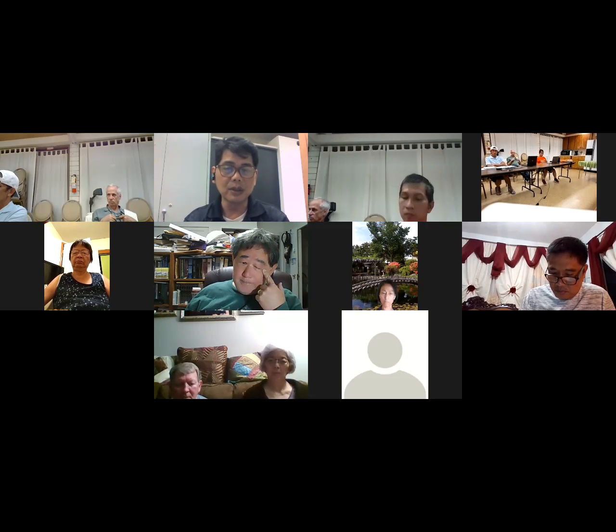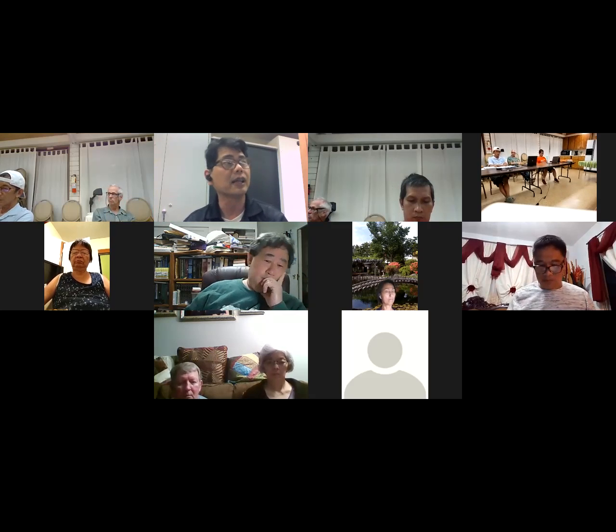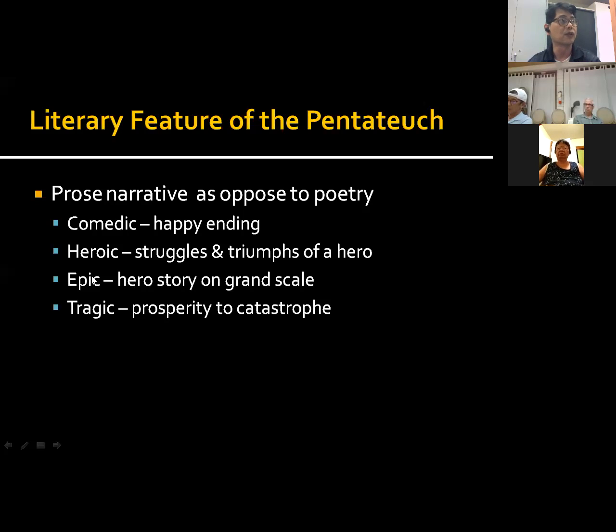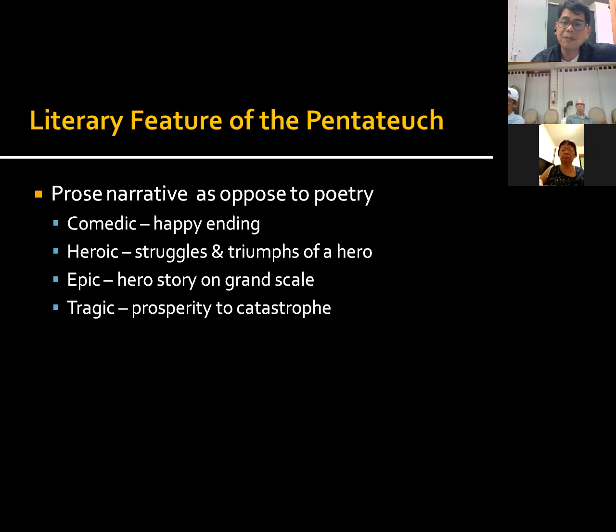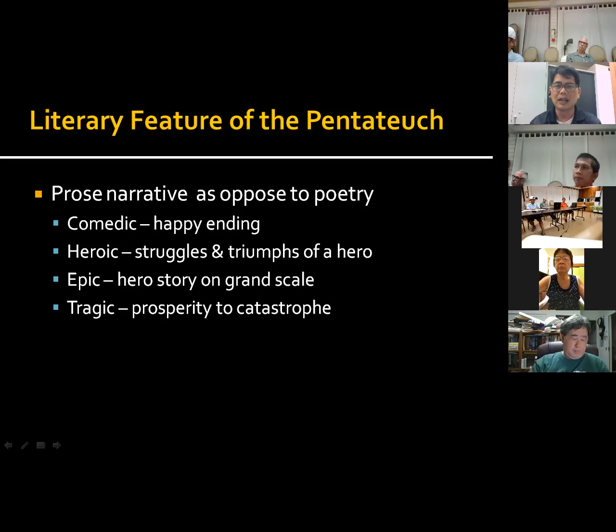Okay. Now, when we talked about narratives, there are different kinds of literature or forms. There's prose narrative as opposed to poetry. There's comedic, heroic, epic, and tragic. Okay, and you would find combinations of all of these throughout the first 5 books. For example, a happy ending, Genesis to Deuteronomy. Can you tell me a portion of the Pentateuch that has triumph in it?